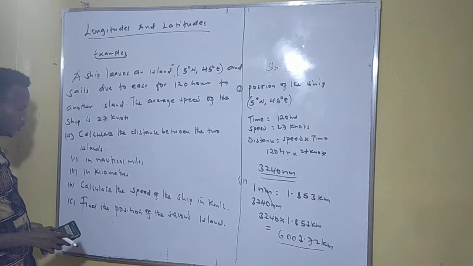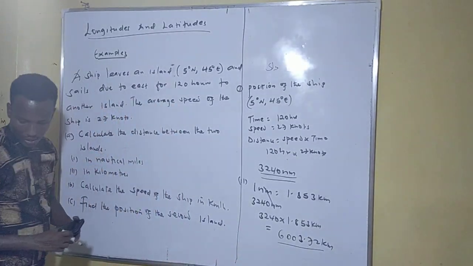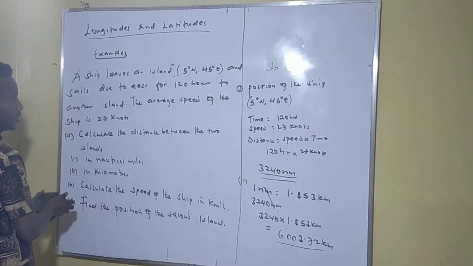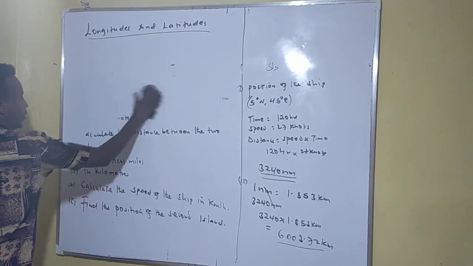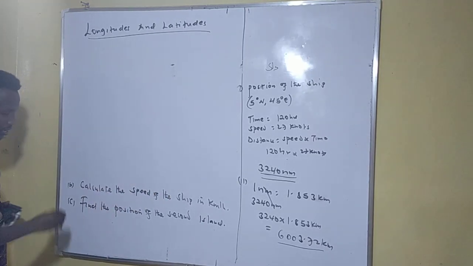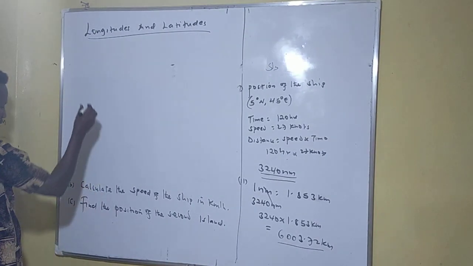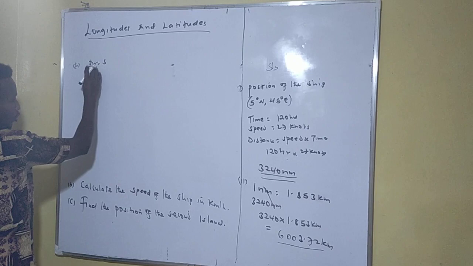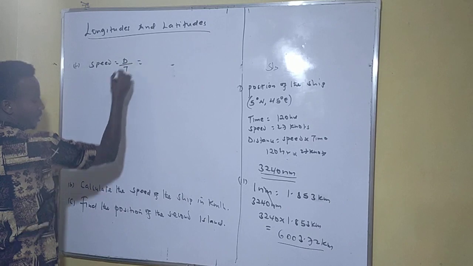Then you're told to calculate the speed of the ship in kilometer per hour. I have the distance and I have also the time, don't forget. The question is very easy. I have the distance I've gotten and the time, which is 120 hours. I was told speed, so the speed is equal to distance over time. My distance is what?